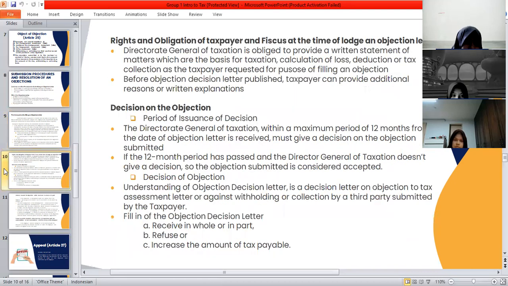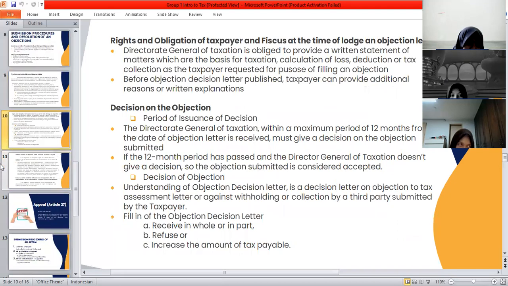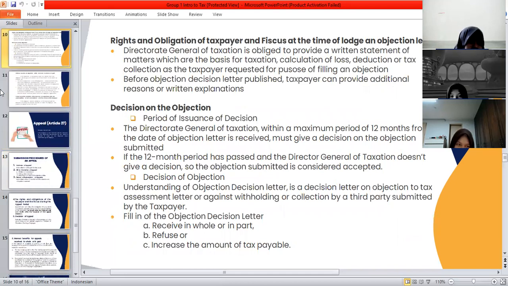Next, rights and obligations of taxpayer and fiscus at the time of lodging an objection letter. The Directorate General of Taxation is obligated to provide a written statement of matters which are the basis for taxation, calculation of loss, deduction, or tax collection as the taxpayer requested for the purpose of filing an objection. Before the objection decision letter is published, the taxpayer can provide additional reasons or written explanations.